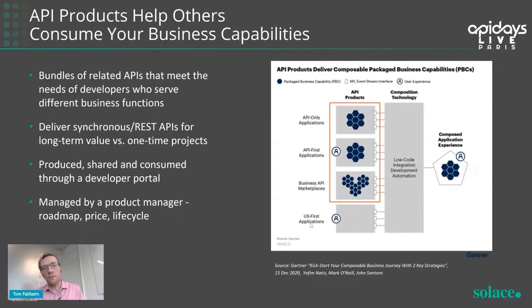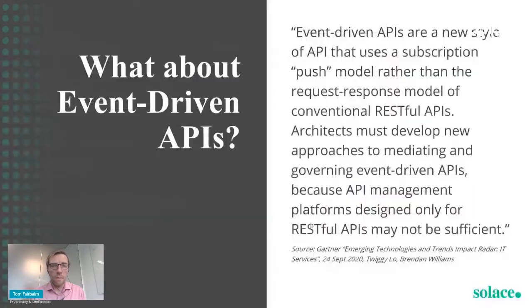Now, I mentioned this idea of Gartner's composable business capabilities. It's interesting that Gartner are now bringing into this idea of a business capability the interfaces that are exposed to it. They're saying not only do you need a traditional API-based interface along with your user interface, but you also potentially need an event API interface too.